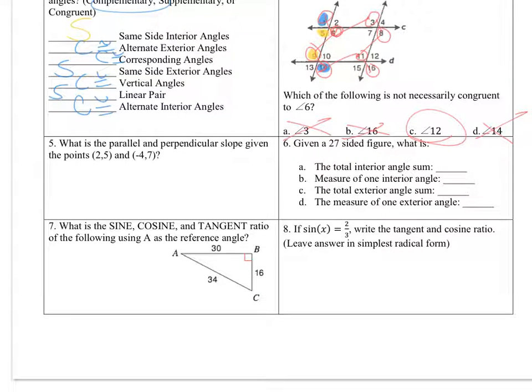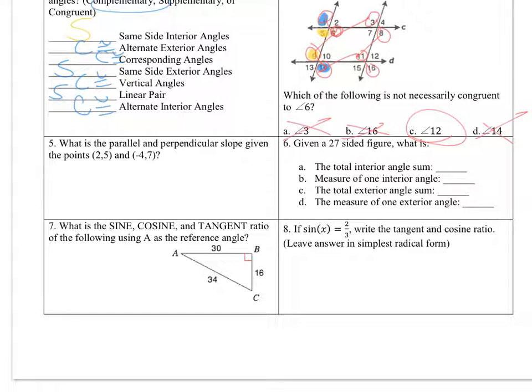Number 5, what's a parallel and perpendicular slope given those points? What would I do? I'd find the slope. What do you know about parallel slopes? They're the same. What do you know about perpendicular slopes? They're opposite reciprocals. So whatever my answer was, I would flip it and negate it.